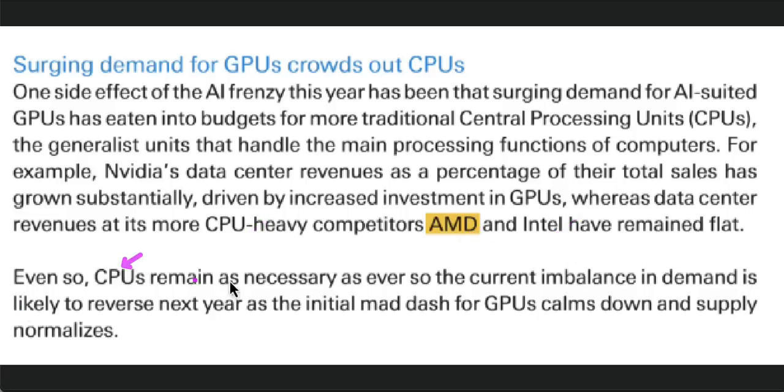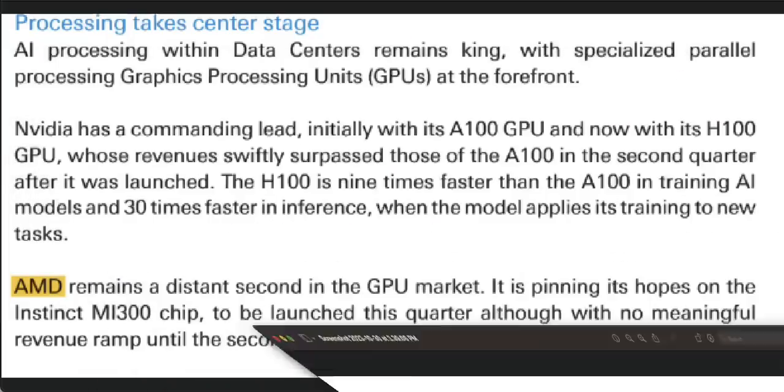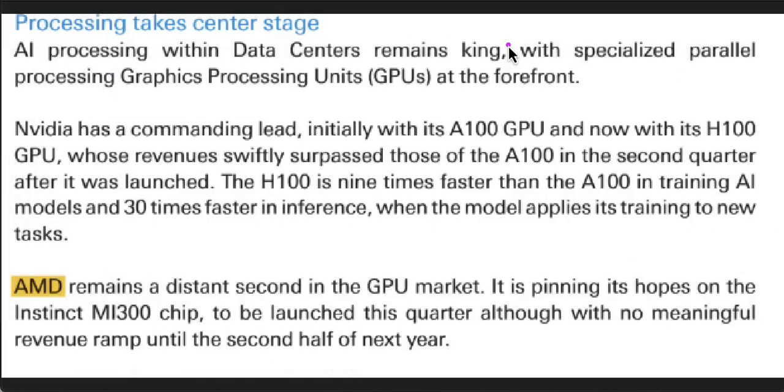Even so, CPUs remain as necessary as ever, so the current imbalance in demand is likely to reverse next year as the initial mad dash for GPUs calms down and supply normalizes. At least that's what everybody hopes. High-performance processing in data centers remains king, while specialized parallel processing GPU units are at the forefront. NVIDIA has a commanding lead with the A100 and now the H100, whose revenue swiftly surpassed the A100 in the second quarter after it was launched.